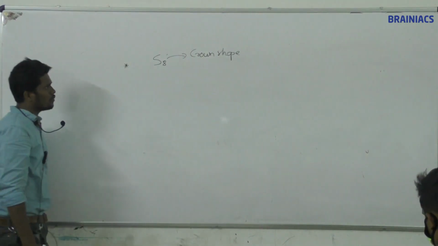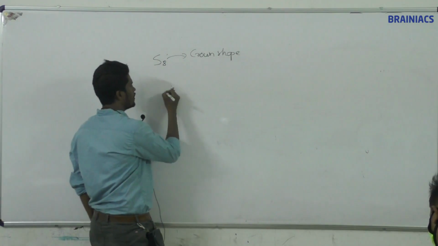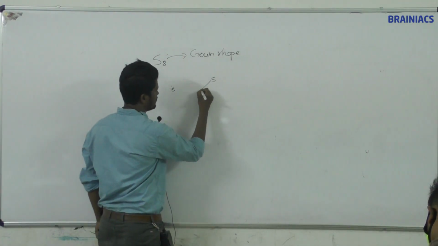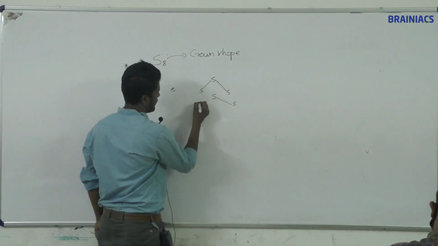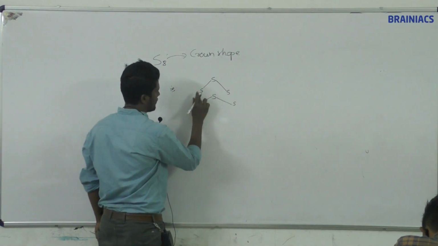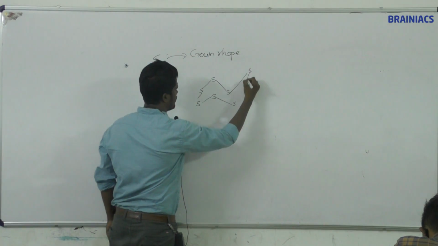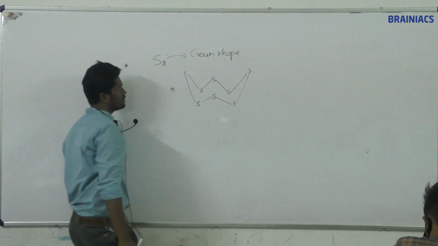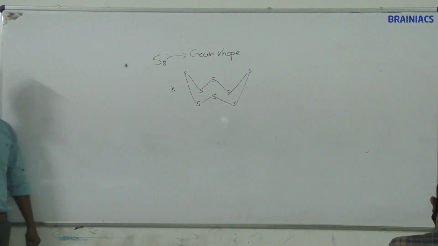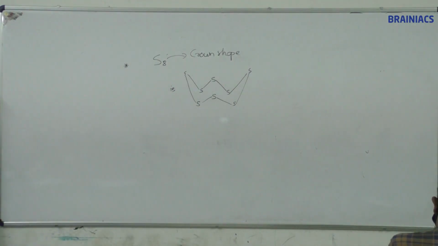In both allotropic forms we have a crown shape. S8 have a crown shape.